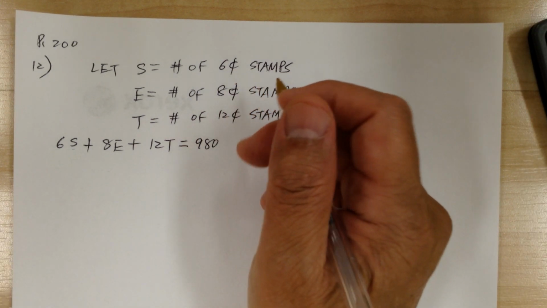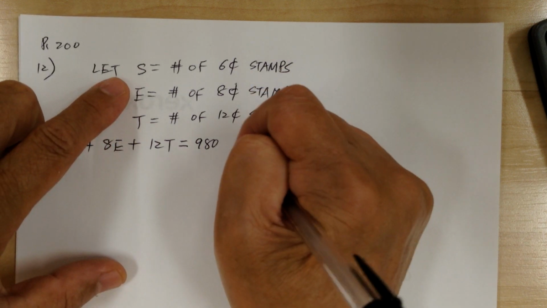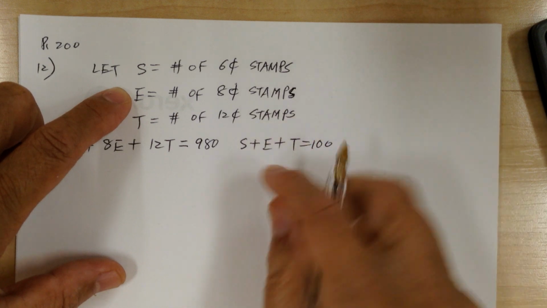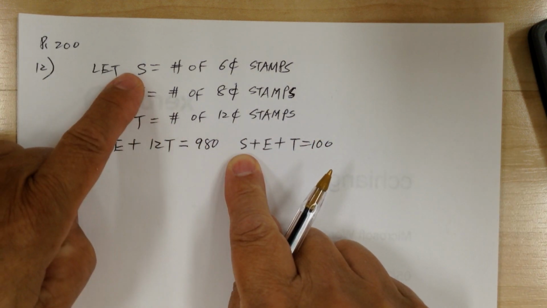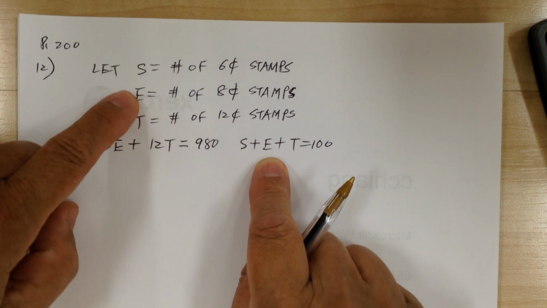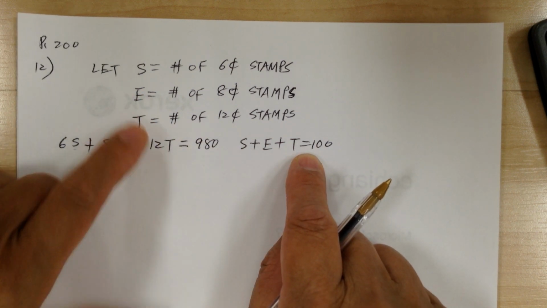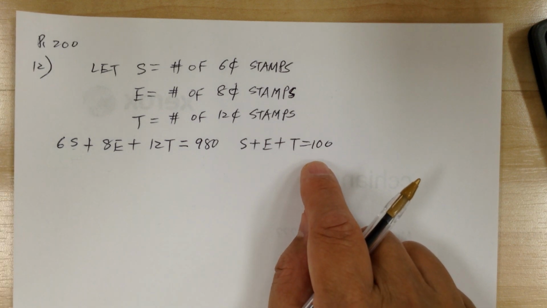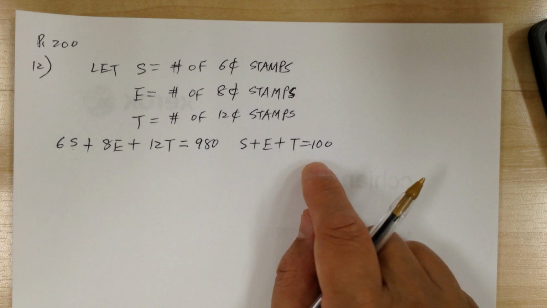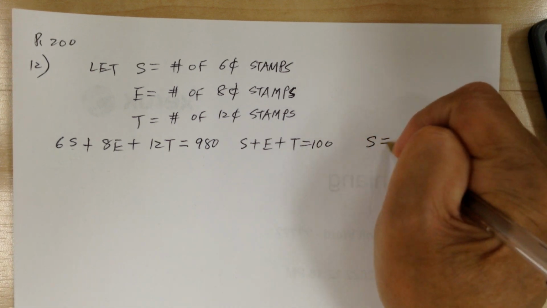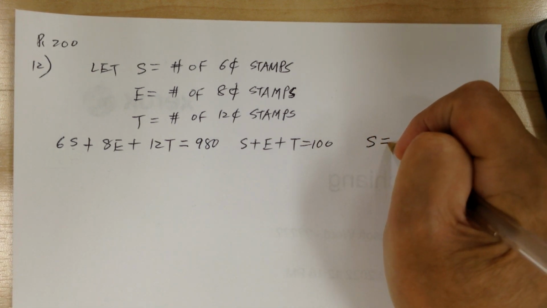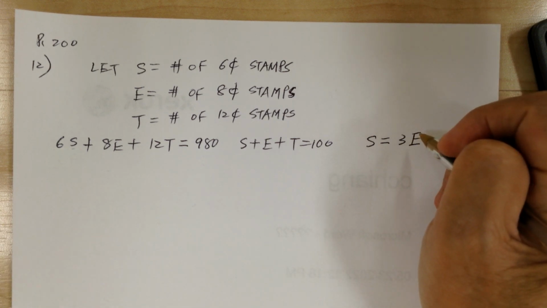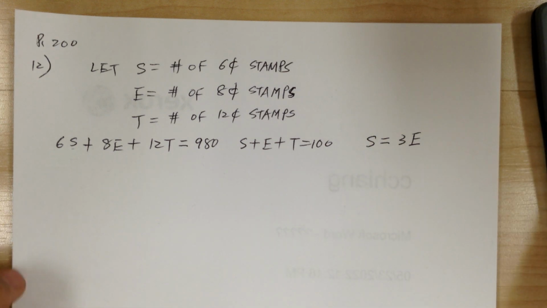And there are a total of 100 stamps. So 100 stamps means S plus E plus T equals 100. Again, this is the number of this kind of stamps, this is the number of this kind, and this is the number of this kind. So the total number equals 100. Now the next one is that there are 3 times as many 6-cent stamps as 8-cent stamps. So again, you move the S to the front. So the 6-cent stamps are 3 times as many as the 8-cent stamps, S equals 3E. Okay, so that's the equation you have now.